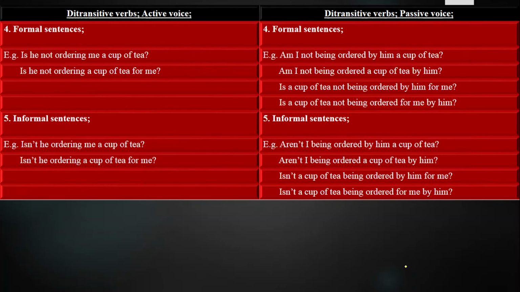Next we have got formal sentences. Their complete name is negative interrogative formal sentences. Those sentences in which we ask questions, deny the statement, and we ask them in a formal and polite way are called formal sentences. Is he not ordering me a cup of tea?